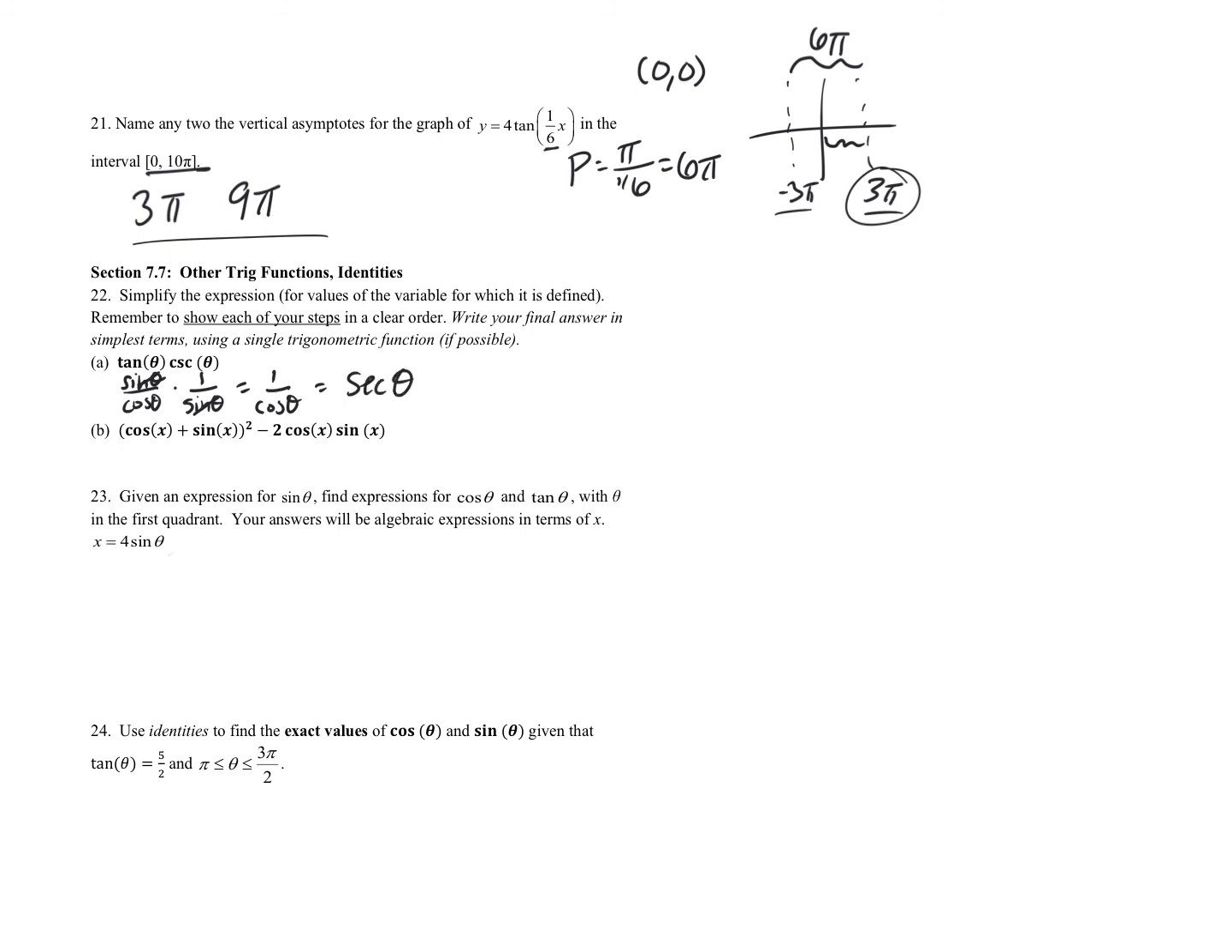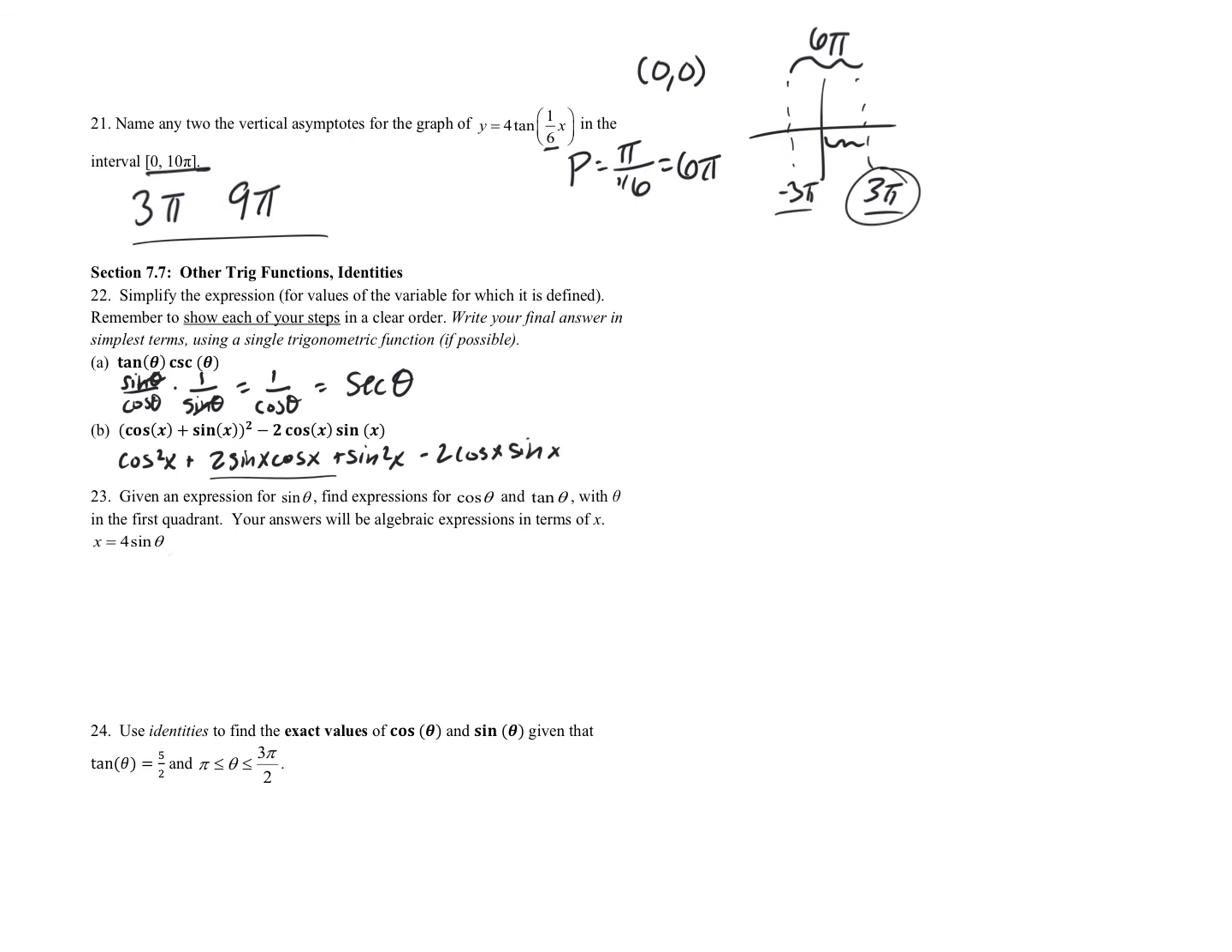All right, next we have cosine of x plus sine of x, and that whole thing's squared. So to start off, I will go ahead and FOIL that out. So we're going to get cosine squared of x plus, and we'll end up getting 2 sine of x cosine of x. And then finally sine squared of x, bringing that negative 2 cosine of x, sine of x down.